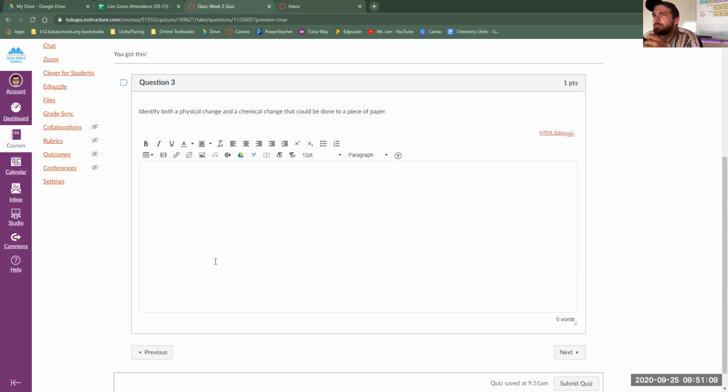Burning a piece of paper, letting it rot or decompose would be chemical changes, right? Because you're changing the structure of what you're dealing with. But then cutting, folding, throwing it away, writing on it, those would all be physical changes. Dyeing it, coloring it, whatever. So let's keep going.